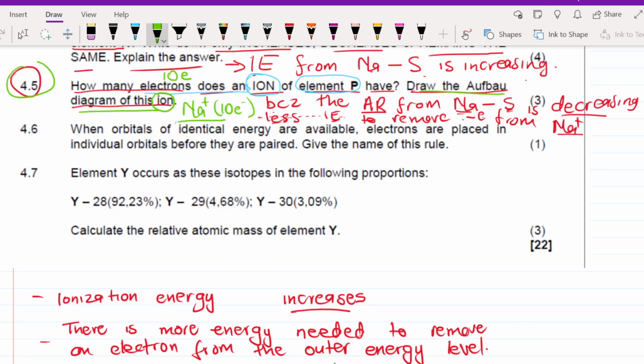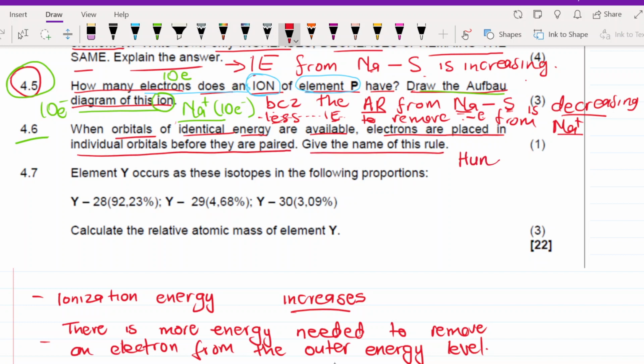That was asking, let us draw the Aufbau diagram for the 10 electron ion sodium. I showed you how to do this one. So now I'm doing 4.6. 4.6 says, when orbitals of identical energy are available, electrons are placed in individual orbitals before they are paired. Give the name of this rule.